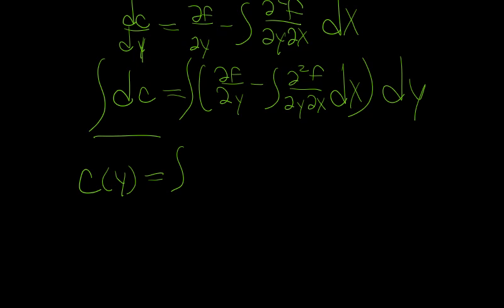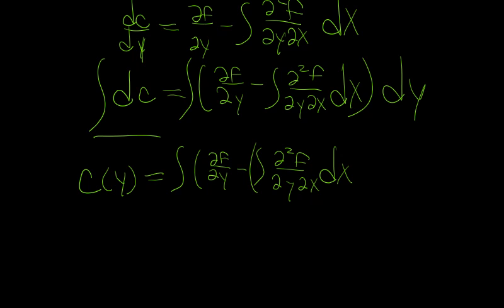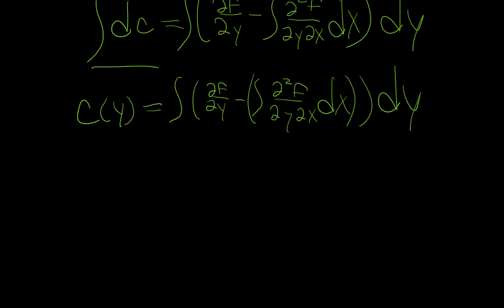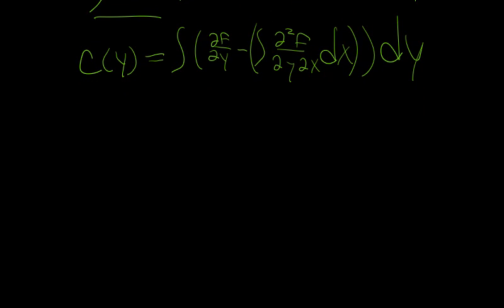Upon integrating both sides, your constant of integration in this case, c of y, is equal to the integral of partial f with respect to y minus the integral of partial squared f, partial y partial x, dx, dy. So we're not quite done here yet.